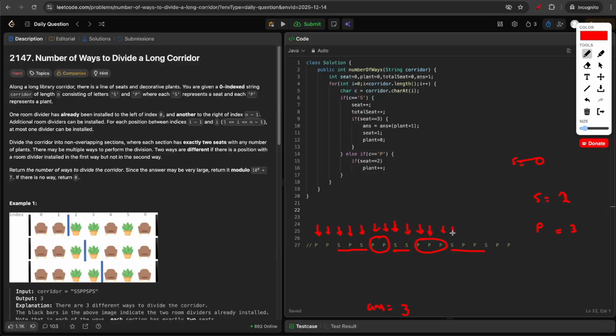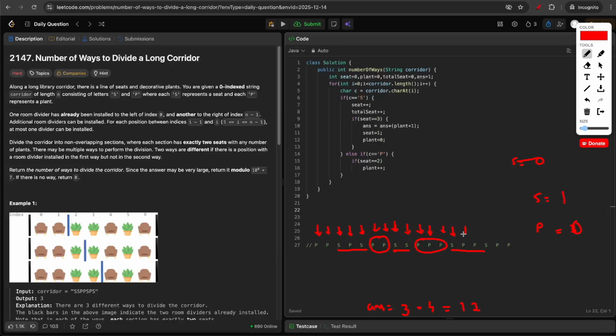After this, the character is S. So you will increase the seed. So seed will become equal to 3. So that means you found a new section. So whatever plants you encountered till now, that plant plus 1, you have to multiply it in your answer. So when seed equal to 3, answer equal to answer into plant plus 1. So 3 into 3 plus 1, which is 4. You'll have your answer as 12. And once you do this, you will reset the plant to be 0 and you'll reset the seed to be 1 and you'll move on.